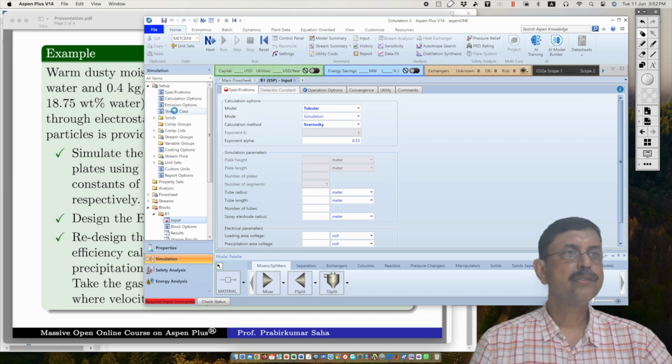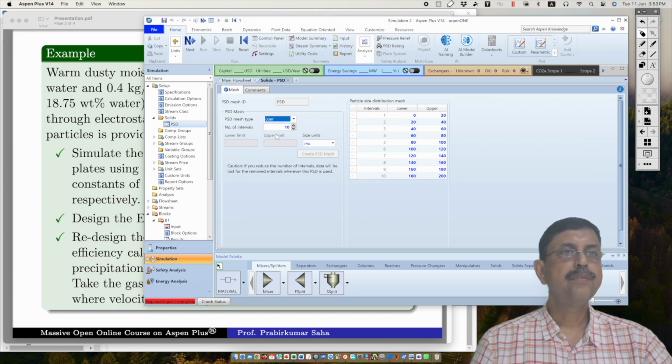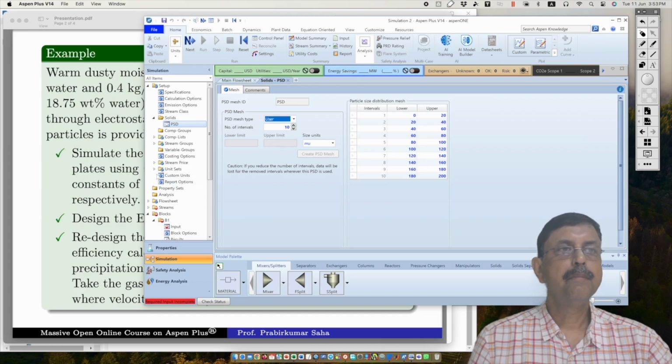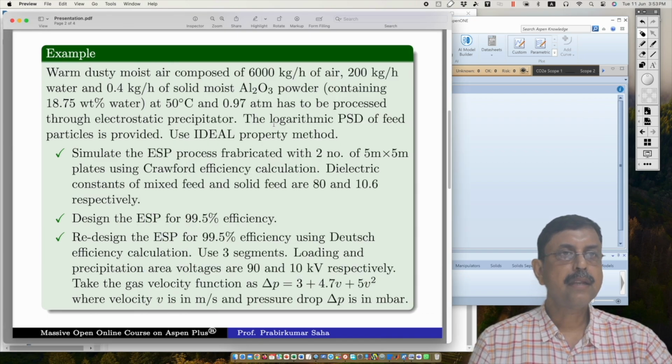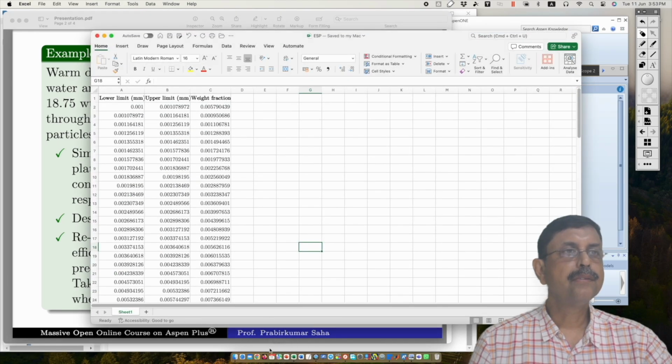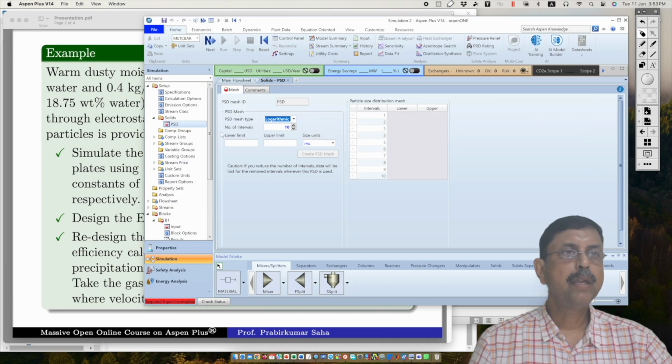Now first go to the stream class, use MIXCIPSD, go to solid, and we have to fix the particle size distribution mesh. Now it is said logarithmic PSD of feed particles is provided. Now I have that information in an Excel file. So this is logarithmic, so that much we know, but we have to find out the number of intervals and the limits.